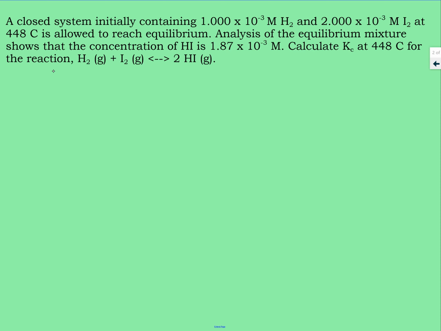So we're going to read the problem. A closed system initially contains 1.00 times 10 to the negative third molarity H2 and 2.00 times 10 to the negative third molar iodine at 448 degrees Celsius and is allowed to reach equilibrium. Analysis of the equilibrium mixture shows that the concentration of HI is 1.87 times 10 to the negative third molarity. Calculate Kc. We want Kc.